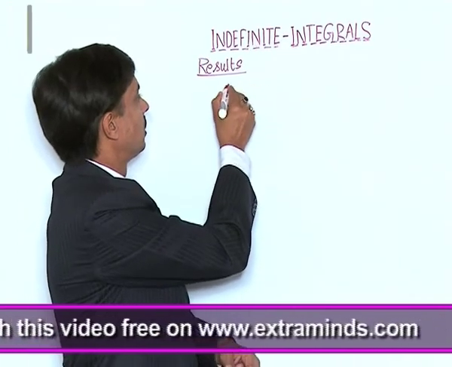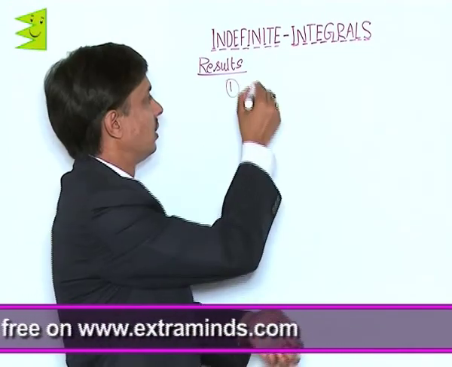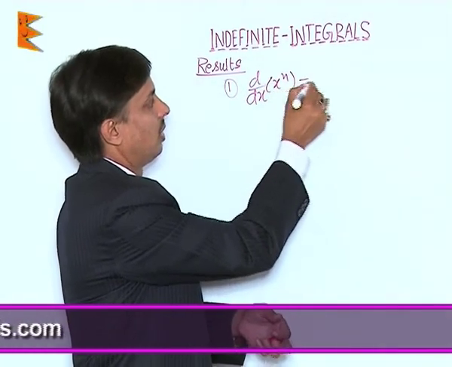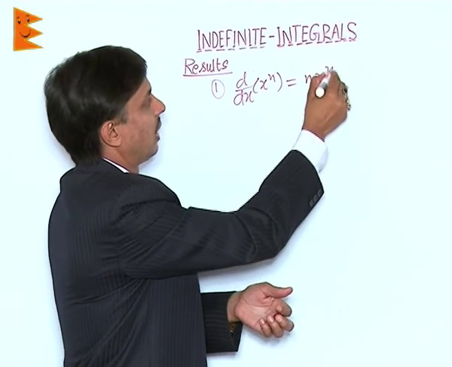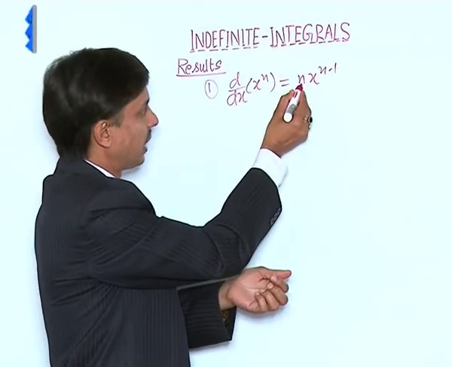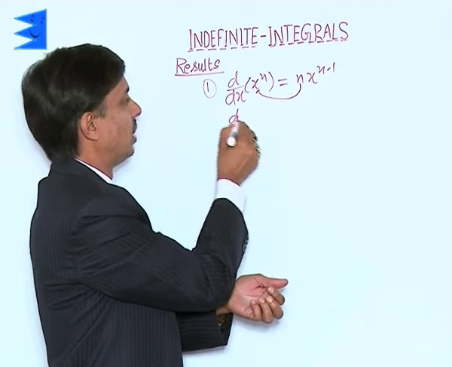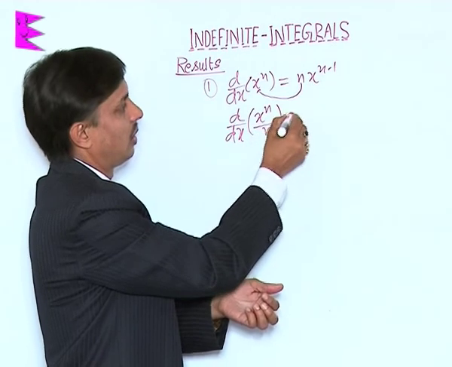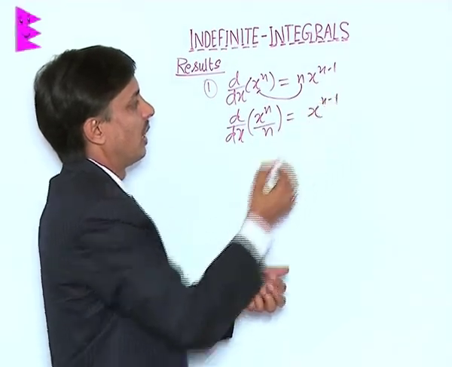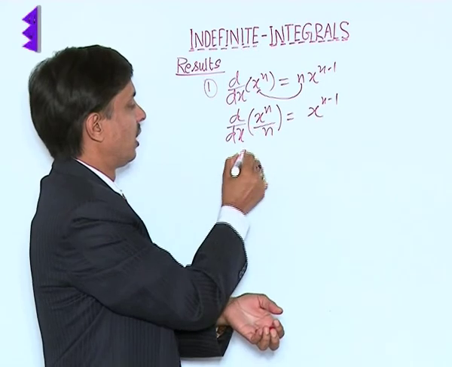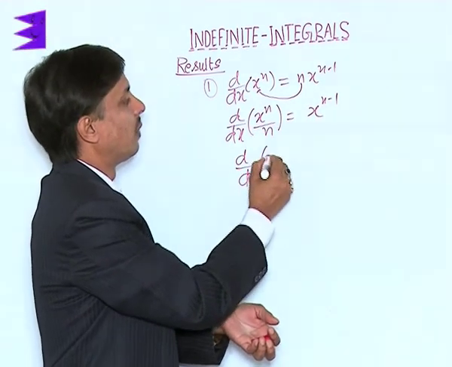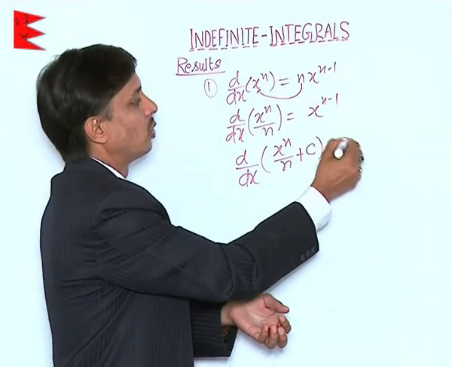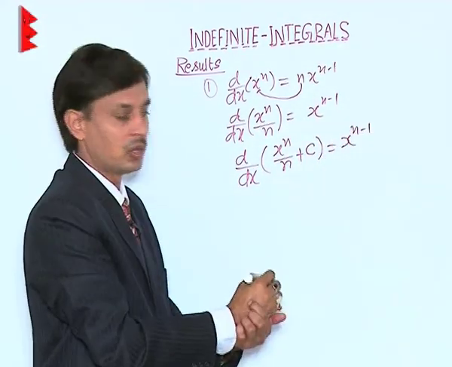We know that the first result is that the derivative of x to the power n is n x to the power n minus 1. If this n is transferred here, then the derivative of x to the power n upon n is x to the power n minus 1. If any constant is also taken, then the derivative of x to the power n upon n plus constant is also x to the power n minus 1.